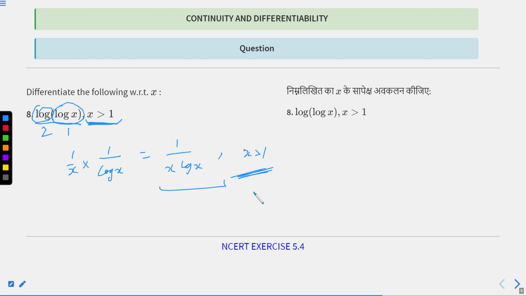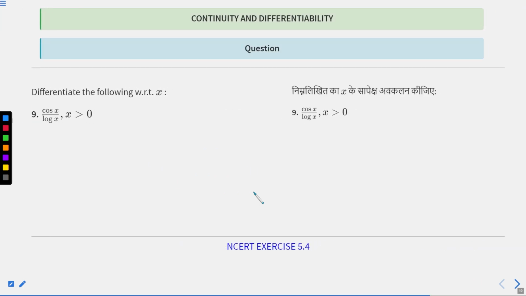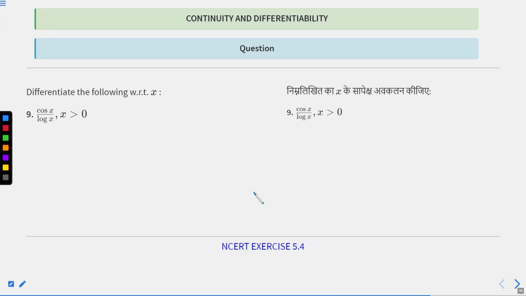Now we will move to problem number 9. Problem 9 says, let me just see problem 9. Very simple. If you try to use the quotient rule, you can do it very easily. So how? Let me show you.